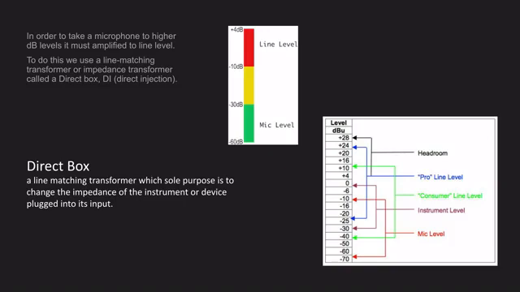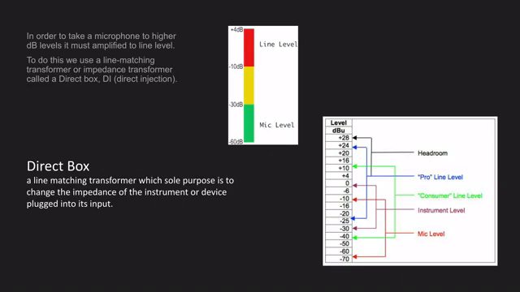In order to take a microphone to higher dB levels, it must be amplified to line level. So kind of going more into what we just talked about. To do this, we use a line matching transformer or impedance transformer called a DI box, direct box, also called direct injection in England. So a direct box is a line matching transformer whose sole purpose is to change the impedance of the instrument or device plugged into its input.